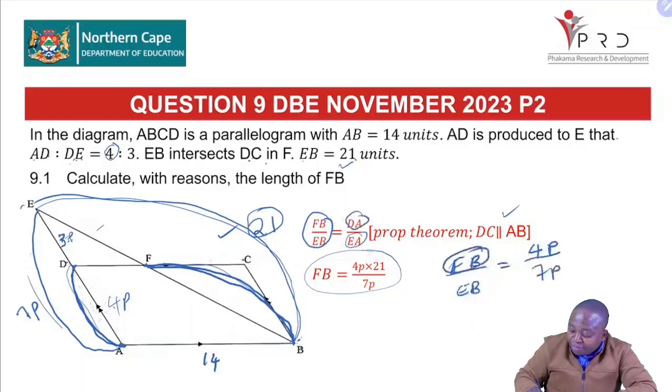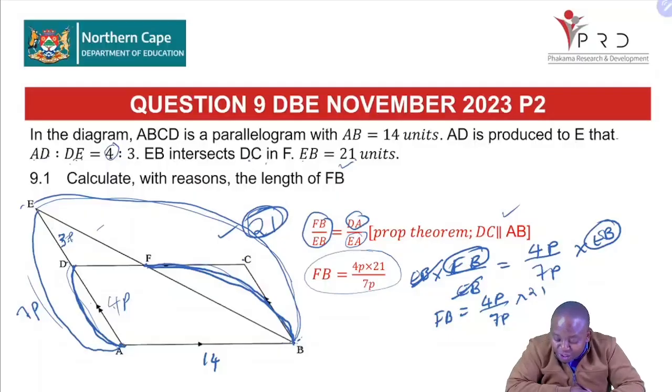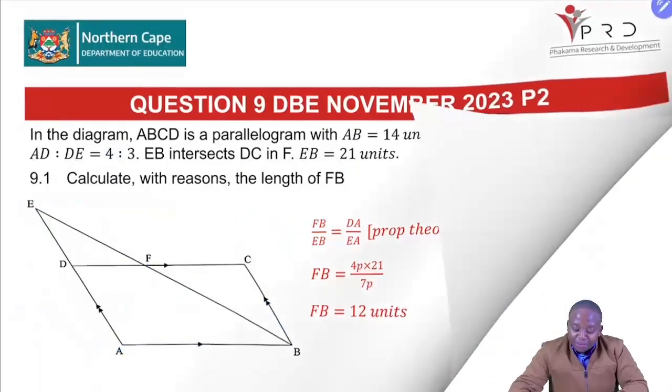I am looking for FB. What can I do? I can multiply by EB. Then my FB equals 4p over 7p multiplied by EB. My EB was given as 21, so multiplied by 21 in that case. Thereafter, the p and the p will cancel out. Then 4 over 7 times 21 gives me 12 units.